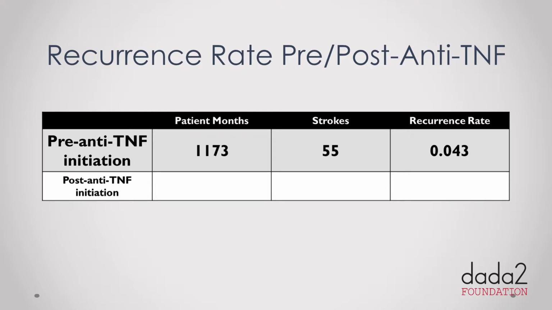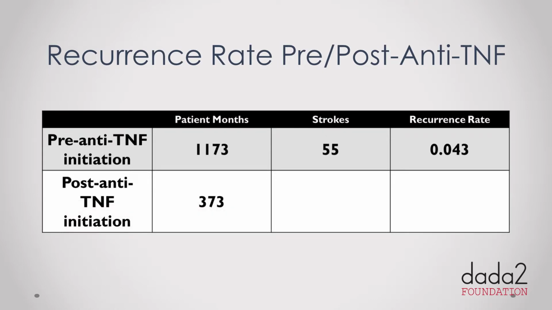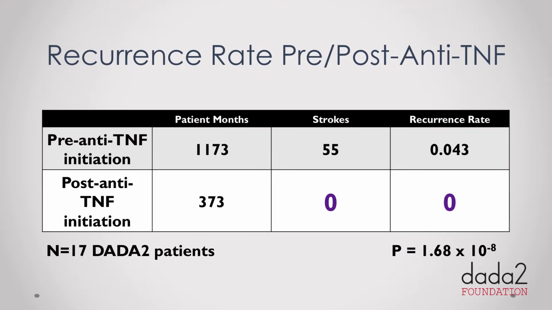So in my analysis, I looked at the 17 patients and calculated that prior to anti-TNF initiation, they had amassed 1,173 patient months, and during that time, they had had 55 strokes. Time zero for measuring the patient months was the time of their first ischemic event. Post anti-TNF initiation, we had amassed 373 patient months, and in that time, since we had started treatment, we have seen absolutely no strokes. That is a very statistically significant result, as you can see listed there.